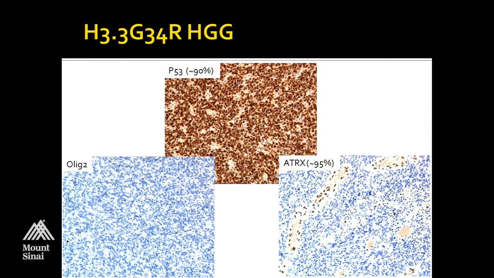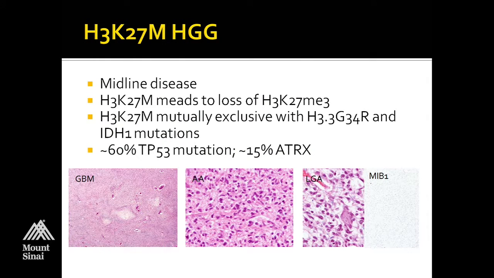So from a pure practice perspective, because of this overlap in morphology and in some of the immunoprofiling with the IDH mutant tumors, and there's an overlap in terms of the age of presentation, it is something to think about if you have a young adult with ATRX loss, P53 mutation that does not have an IDH mutation. Just think about the possibility of G34 mutations.